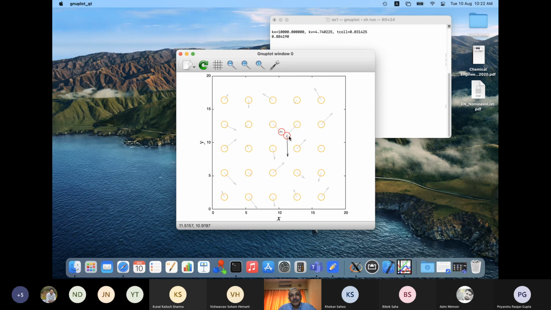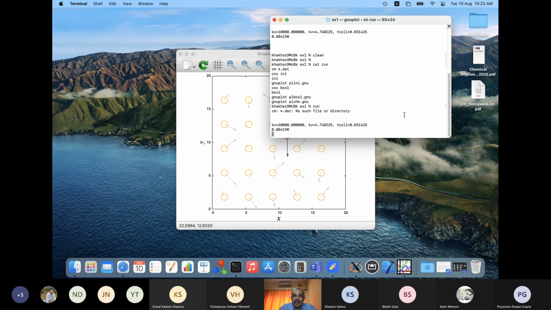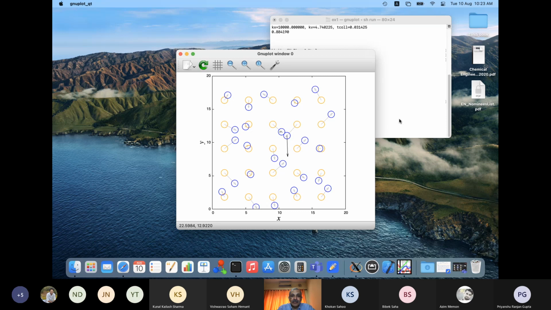you see this is the position of the particles after colliding. And the time for collision is slightly different, about 0.88. Okay, and the time duration for the collision is 0.03. So we have taken kx to be 10,000, kv to be 4.74, and the coefficient of restitution is 0.9. So these are the positions of all the particles after the collision has taken place.